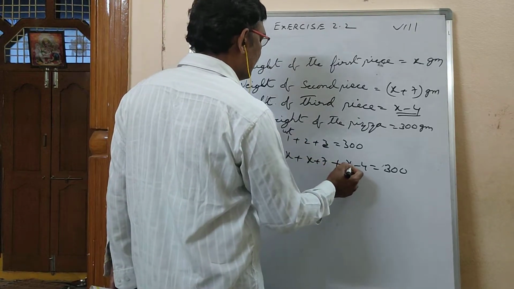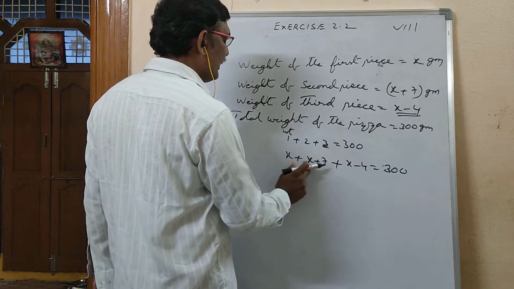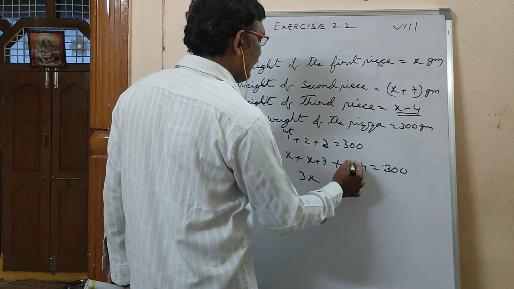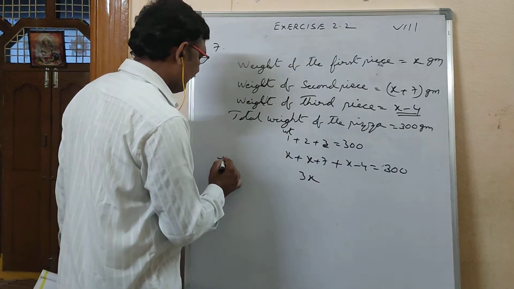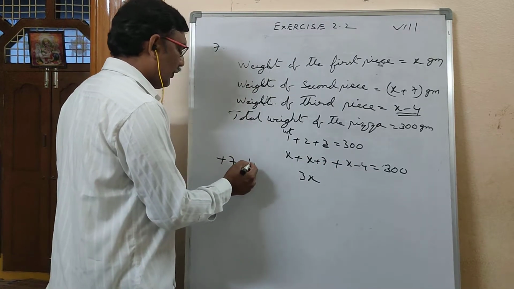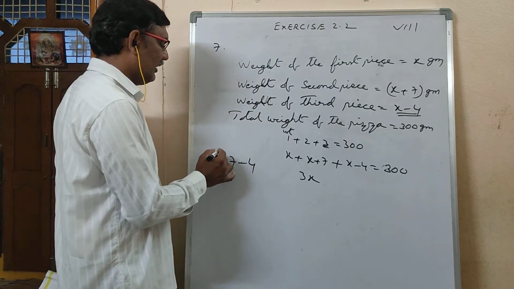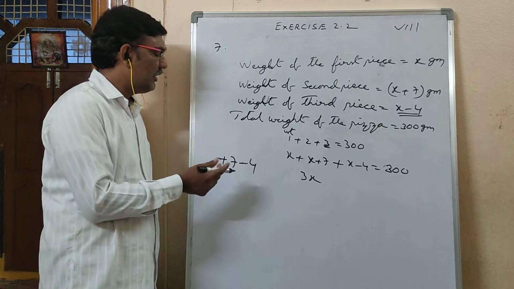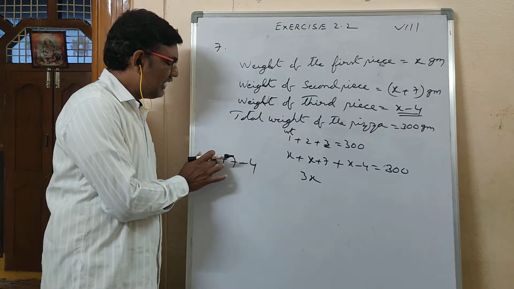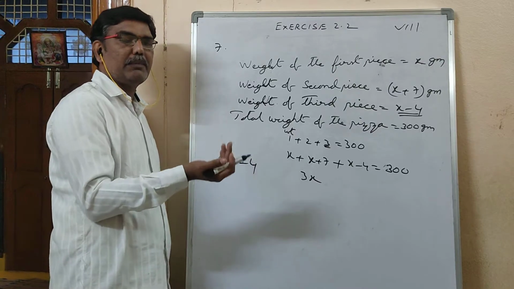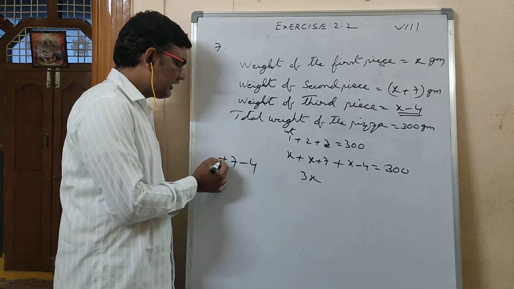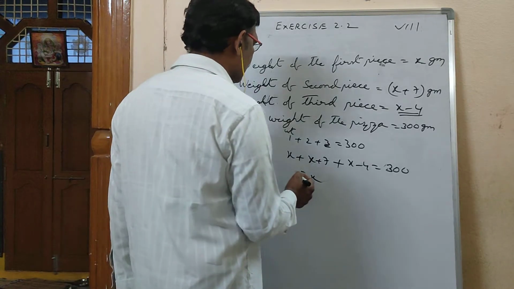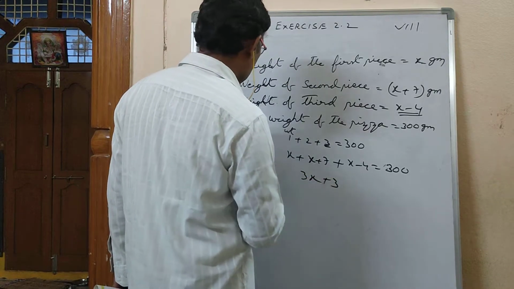x. For 1x, if you add another x, 2x. 2x plus x is 3x. And here plus 7 is there, minus 4 is there. 4 has minus, 7 has plus. Unlike signs are there, then always you have to do subtraction. And whichever sign has the greater value, that sign you have to keep for the answer. So plus has the greater value because 7 is greater than 4. So in the answer you will get plus. So you will get plus 3. 7 minus 4 is 3.